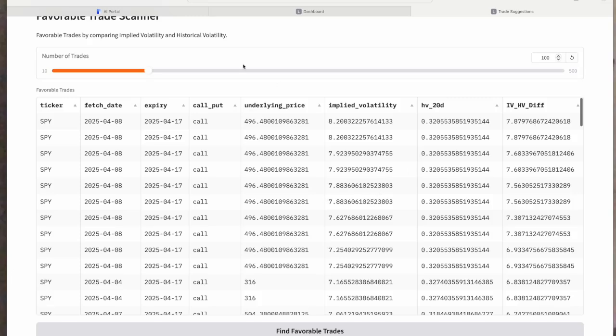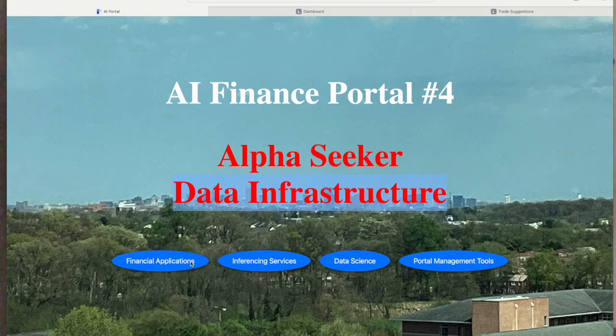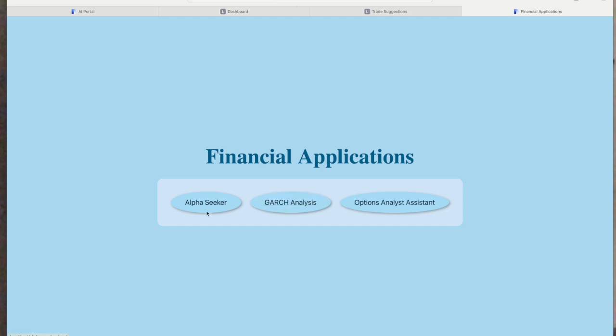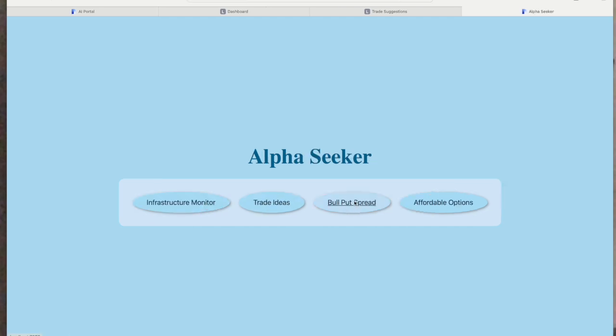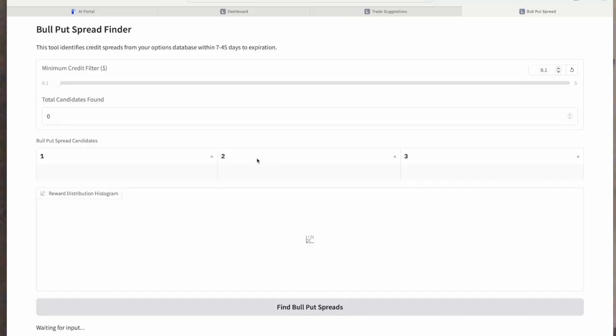Back out here, Alpha Seeker. Now the bull put spread is a technique that's used by traders to find favorable options positions. A position, you'll have more than one option contract and you're hoping that they work together. So we're going to set this at $1.50 and we're going to find the bull put spreads. And this takes a minute to sort through, so I'm going to pause the video.